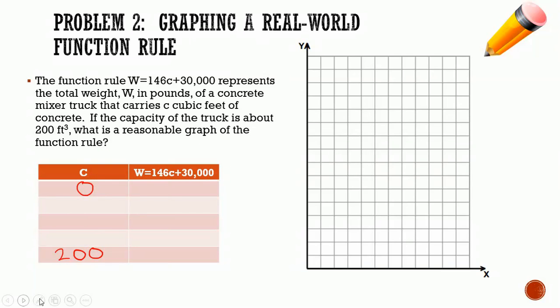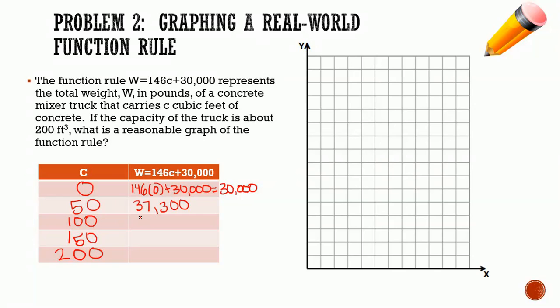I found that I'm going to go by 50s. Nice little jump up. So I plugged in 0, and I got 146 times 0 plus 30,000. That gave me an answer of 30,000. Plugged in 50, I got 300.